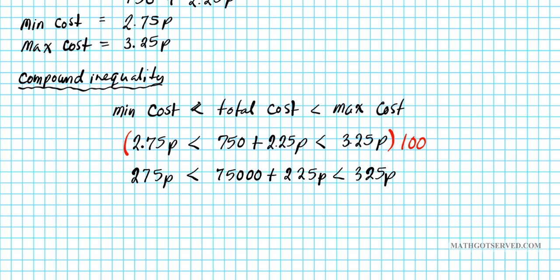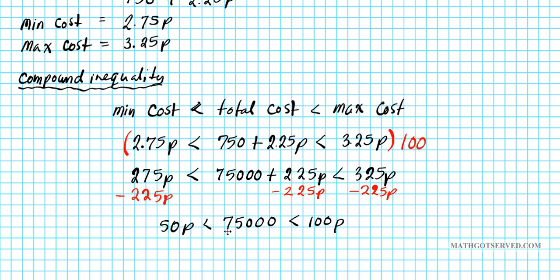Next, we'll subtract 225p to the left and to the right. This is a complex inequality, so anything you do to one side of the inequality, you have to do to the other two sides, okay? So we have that subtraction there. We have 50p is less than 75,000, and that's less than 100p. The beauty of this step is that we have the p's on the exterior.